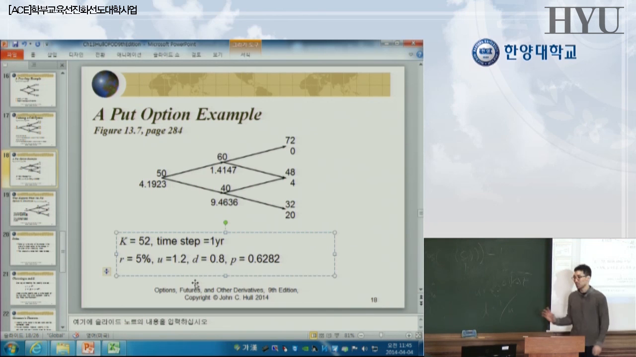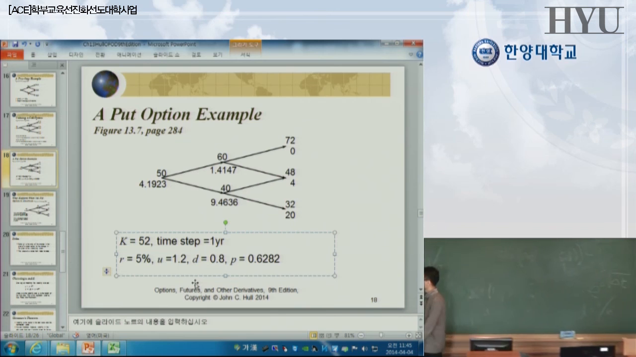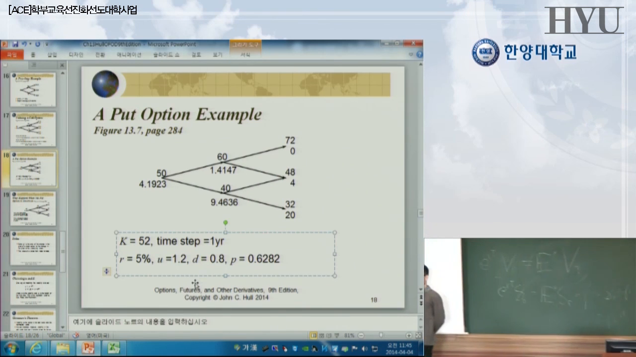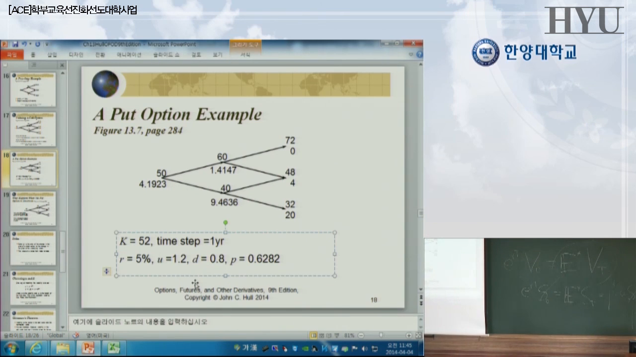Now we have all the information, right? In this case, P can be calculated from e to the rT minus D over U minus D, right? U and D, we can use that formula. And r is given by the Bank of Korea. This is given by the contract. This one you can manipulate. Maturity is given, 2-year maturity is given. So now you can do the pricing for any asset, any derivative.